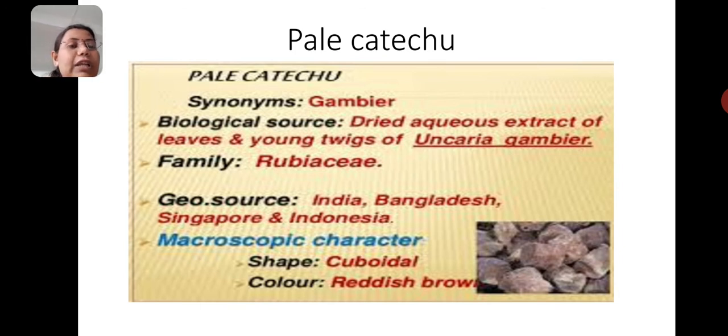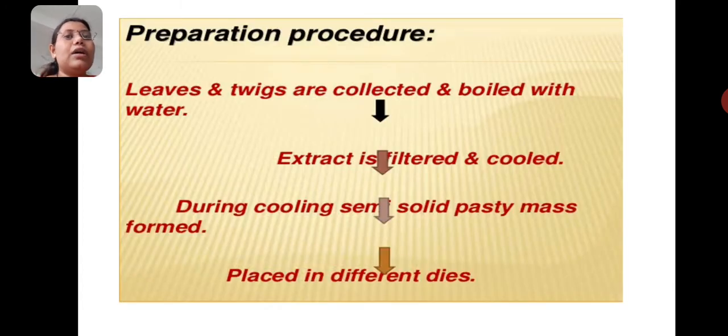So we will study microscopical morphological characters of this catechu. Here in the diagram you can see this catechu has a cuboidal shape and it has a slightly reddish brown color. So the color is comparatively faded than our second catechu, which we call black catechu.